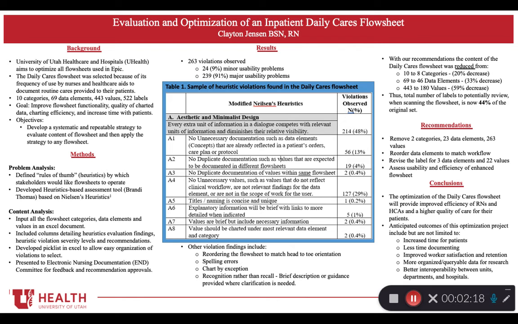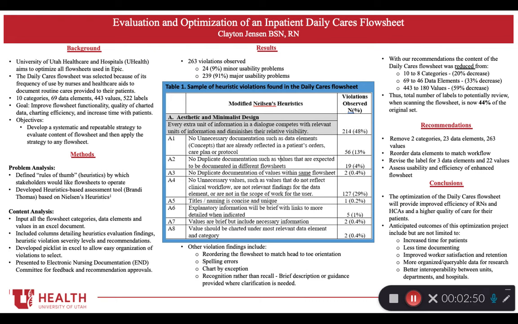In our content analysis, we input all the flowsheet categories, data elements, and values in an Excel document. We also included columns detailing the heuristic evaluation findings, heuristic violation severity levels, and our recommendations for change. Within that Excel document, we used pick list functions that allowed us to easily organize the different violations that had occurred throughout the daily cares flowsheet.